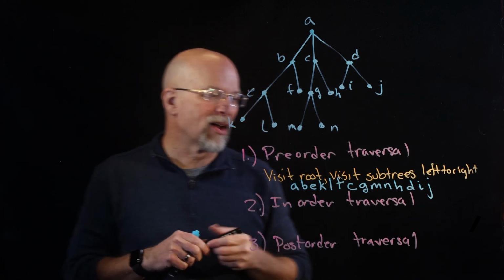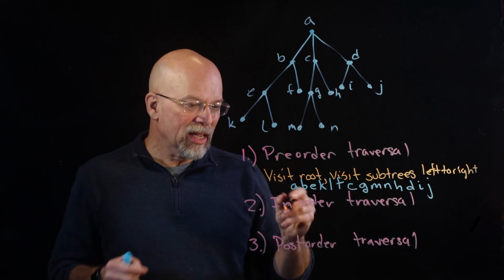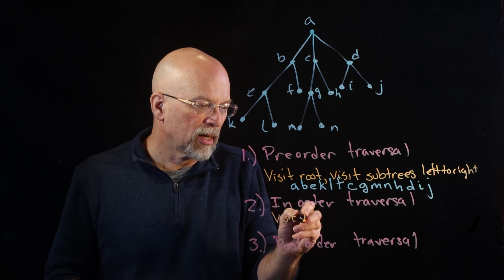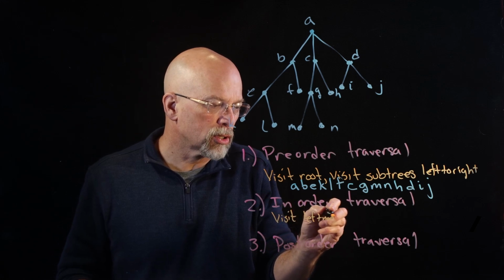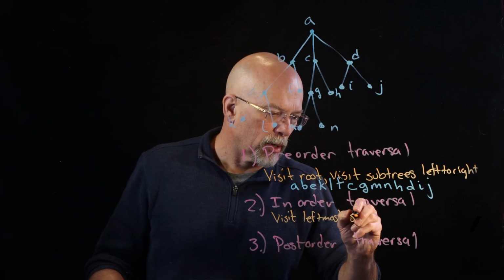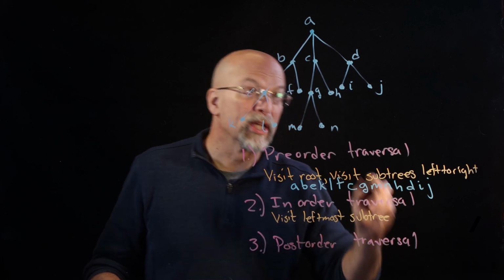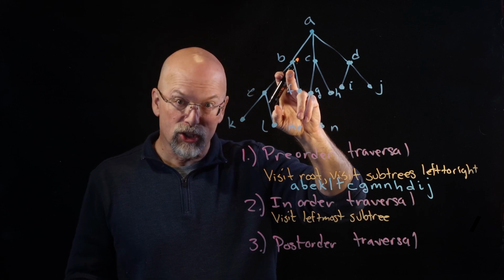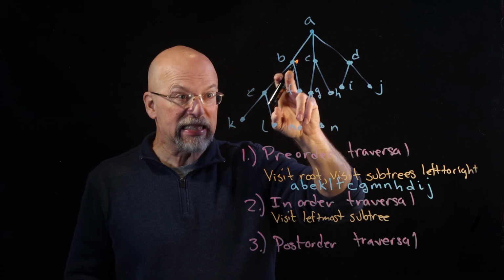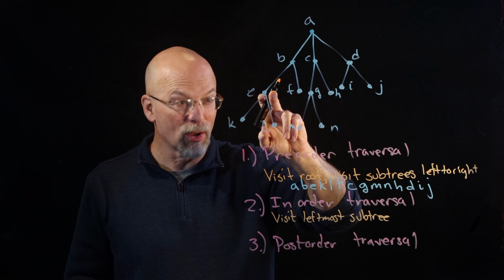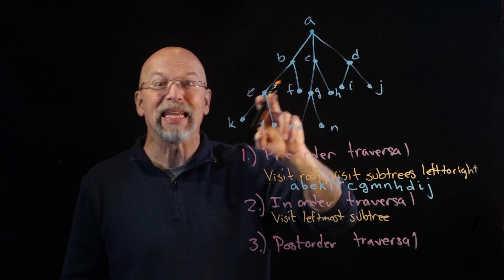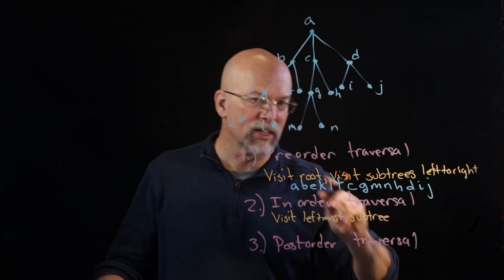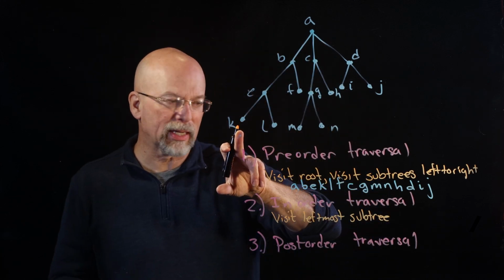Now let's talk about in-order traversal. In-order traversal says first visit the leftmost subtree. So we don't visit the root. You go down. We're visiting this tree, so we visit its leftmost subtree. And we go to this subtree and visit its leftmost subtree. So we get all the way down to a leaf and we visit it. In this case, it meant we got all the way to K.